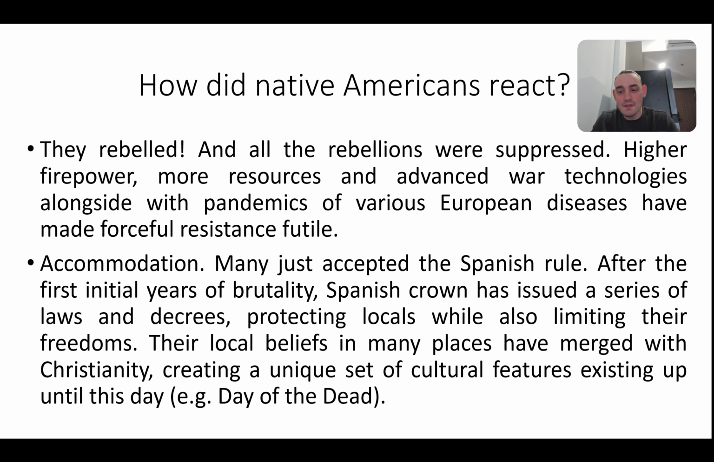So the local beliefs in many places have merged with Christianity. Almost the entirety of Latin America is Catholic, right? But they've merged with local cults, creating a unique set of cultural features existing up until this date, like Day of the Dead. If you've seen Coco, right? Coco. It is a Disney cartoon specifically about the Day of the Dead.